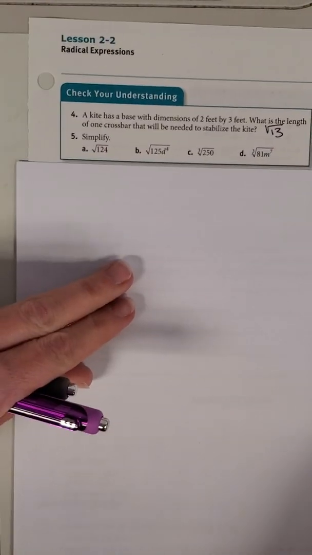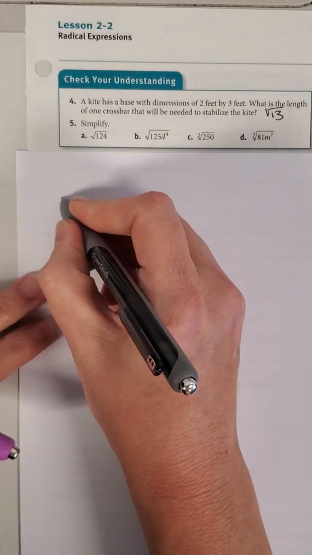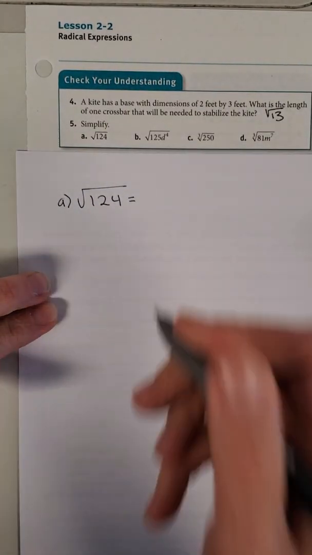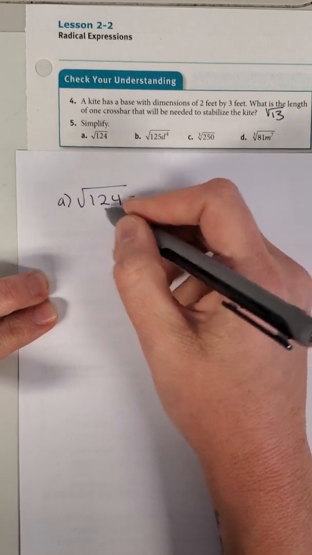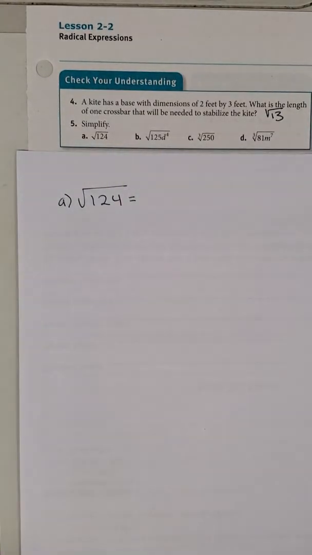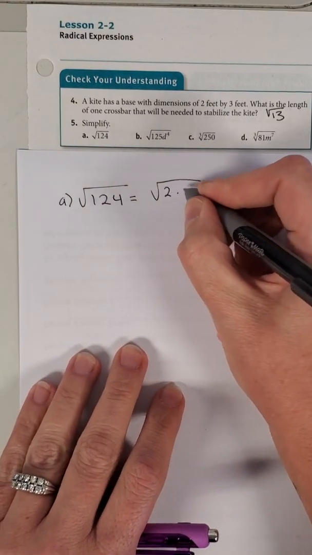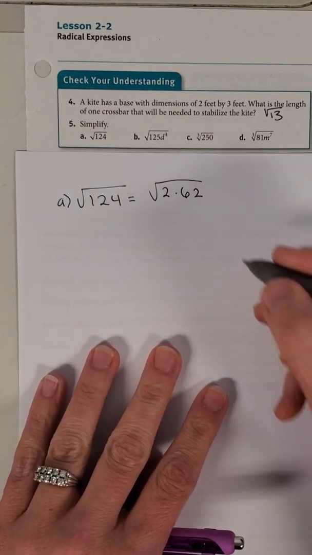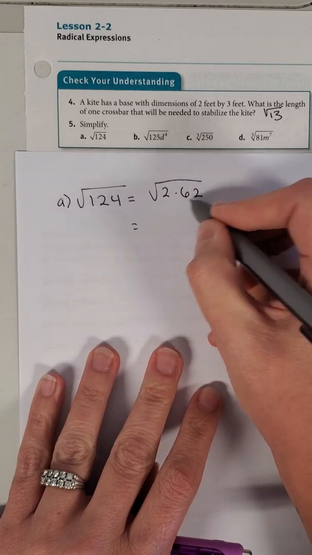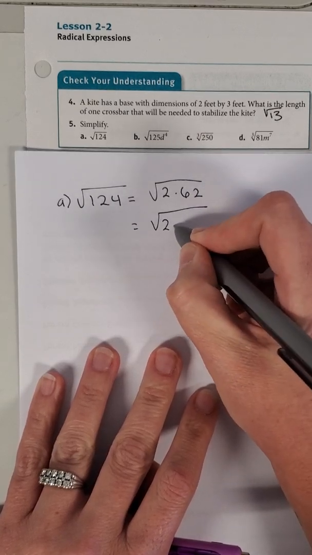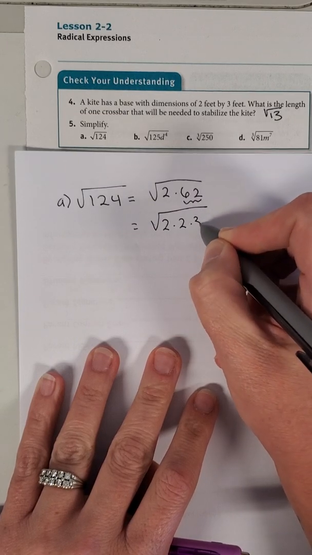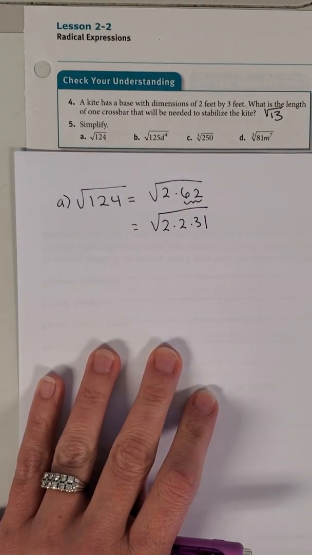So to simplify, number 5a, square root of 124. Again, I'm looking for perfect squares. If you don't know what number goes into 124, you can always start prime factoring it. So 2 times 62 is 124. I still don't see any pairs or perfect squares. So that would be 2 times, we could rewrite that as 2 times 31 is 62.